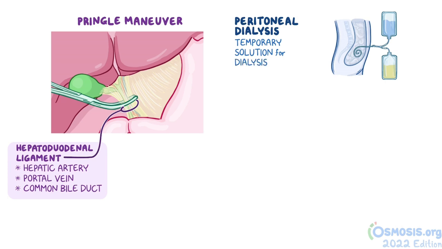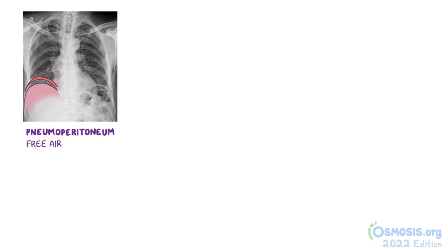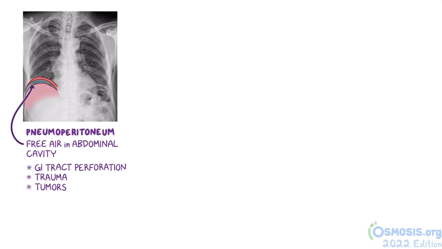Any intra-abdominal or intrathoracic process which causes irritation of the phrenic nerve of the diaphragm can result in referred shoulder tip pain, referred to as Kehr's sign. Diaphragmatic irritation can also result in irritating hiccups. A pneumoperitoneum occurs when free air accumulates in the abdominal cavity and can be caused by things such as gastrointestinal tract perforation, trauma, or tumors, and is classically seen as free air under the diaphragm on X-ray.